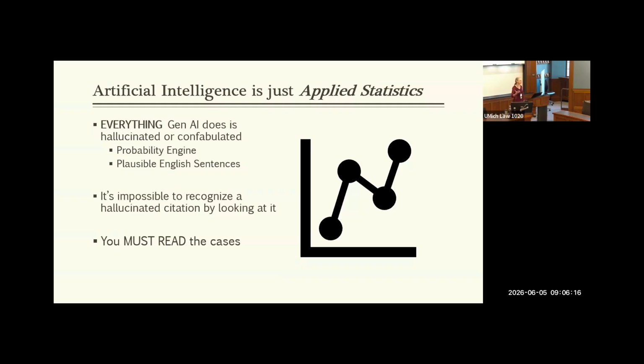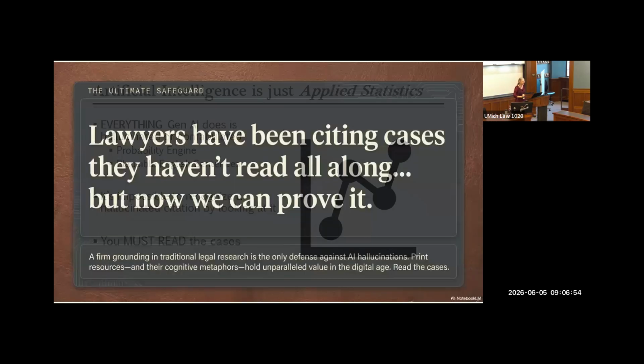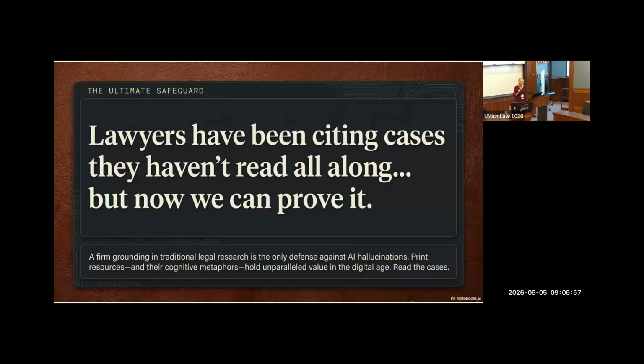And the biggest problem is you can't recognize a hallucinated citation by looking at it. There was a thing at AALL last year where somebody, a law librarian, made up hallucinated citations, so they had made up a citation where the Federal Reporter series and the date didn't match. And so we could tell right away that it wasn't a real citation, but AI doesn't do that. It makes good citations that look perfectly valid, and all the stuff lines up, and it's either not a real case, there's nothing there, or the thing that's there isn't the thing it says it is, or it doesn't say what AI said it said. So you have to read the cases. Lawyers have been citing cases they haven't read all along, but now we can prove it.